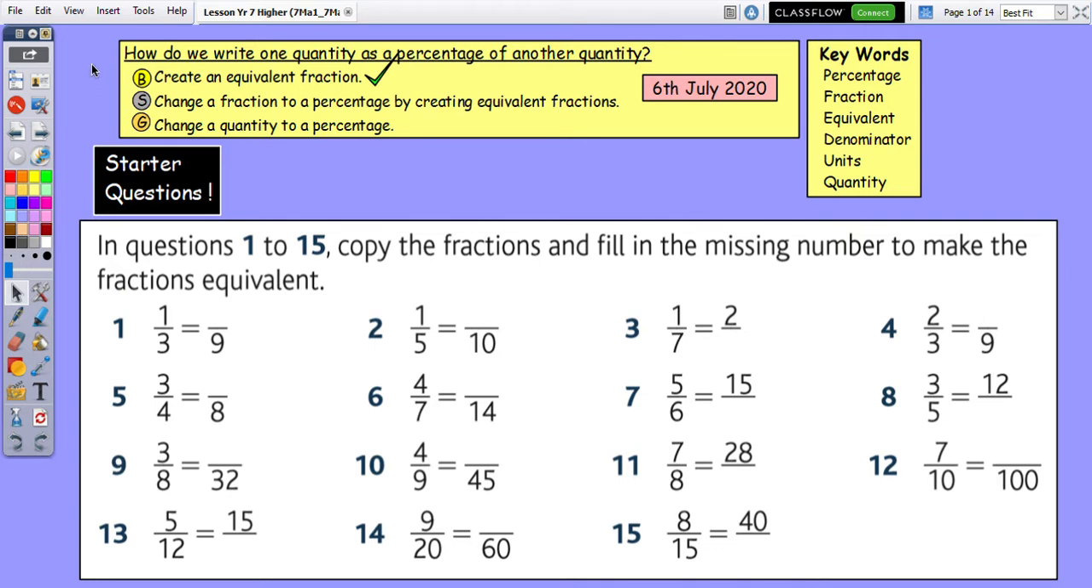Okay, so we've done fractions, we've done ratios, we're now on to percentages, okay? For this lesson, we're going to find out how to write one quantity as a percentage of another quantity. In order to do that, we're going to have to remember how to create equivalent fractions. Before I start, there are some starter questions on creating equivalent fractions. Could you answer them? Pause the video and I'll go through the answers in a second.